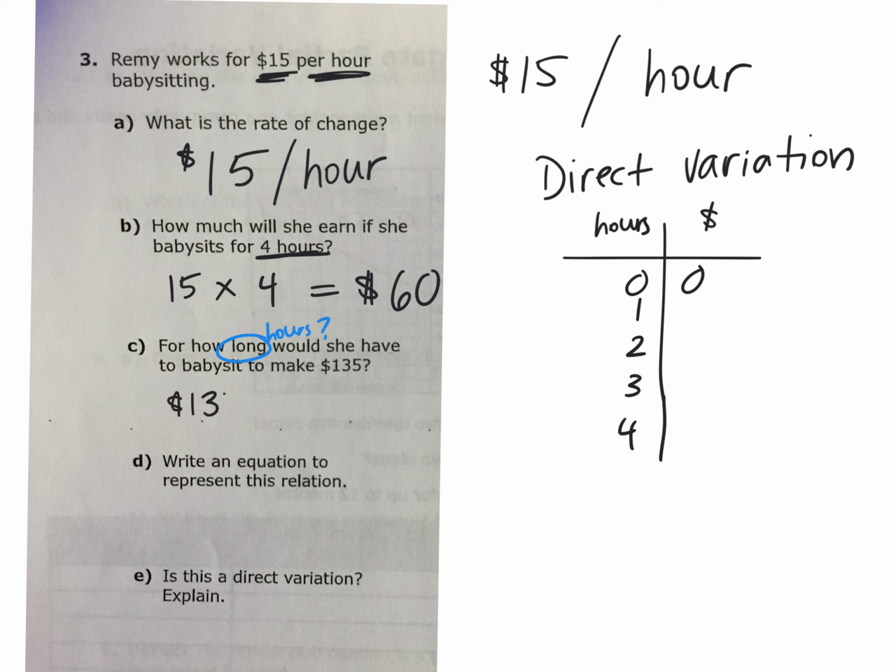You did $135, and we know that she makes $15 every hour, so we have to figure out how many times 15 goes into 135. You divided by 15. We're trying to figure out how many times that goes into 135, and the answer is 9 hours. So what would be your equation if you were to write an equation for this?